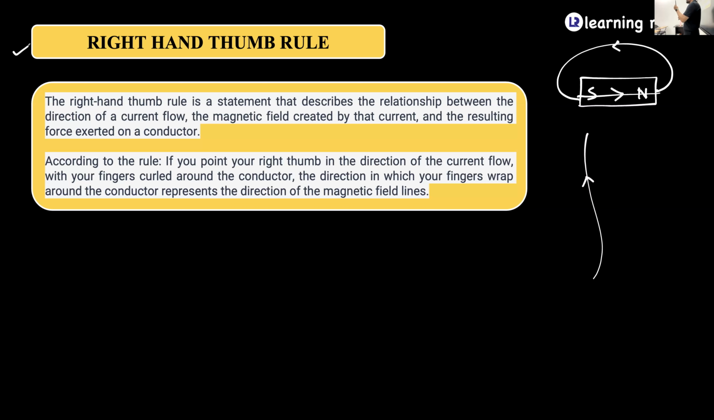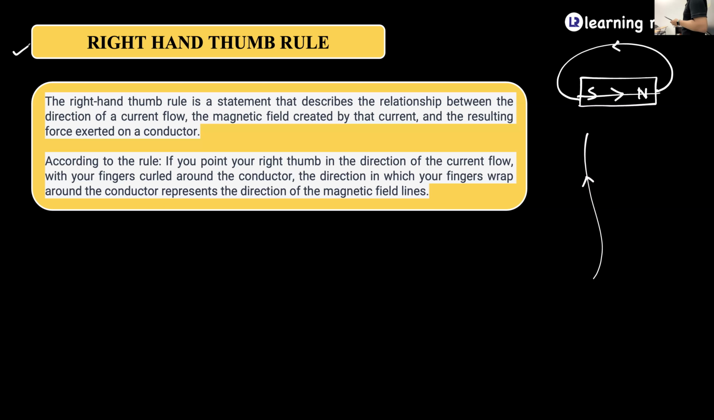You take this conductor. For a conductor, if the current is flowing in the upward direction, all that you can do is take your pen and hold it in such a way that the nib is in the upward direction. So that is the direction of current, right? All that we need to do is, as the name suggests, take your right hand, place the thumb of your right hand in the direction of current, and curl the fingers of your right hand as if you're holding the conductor.